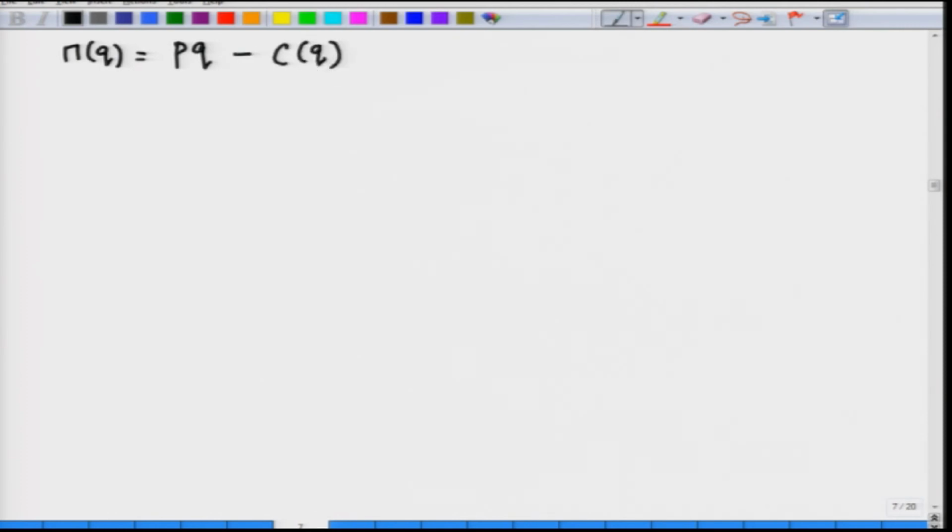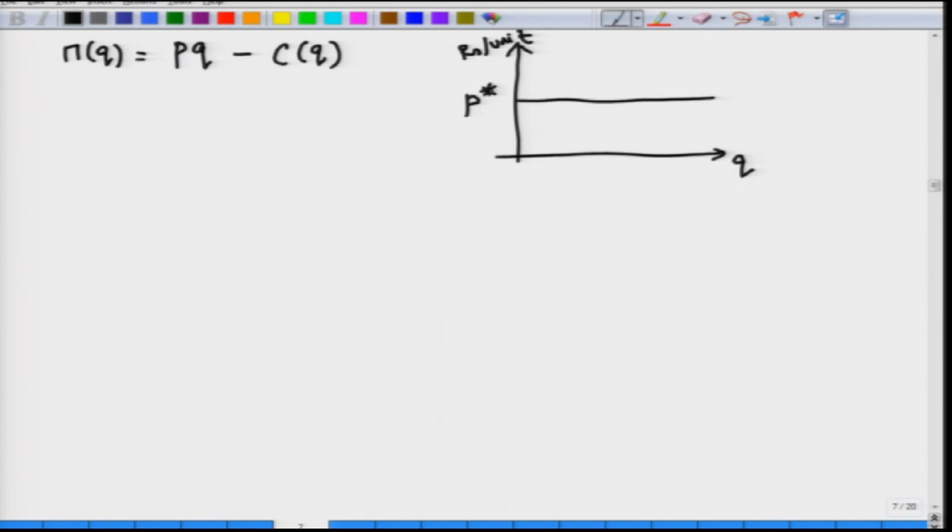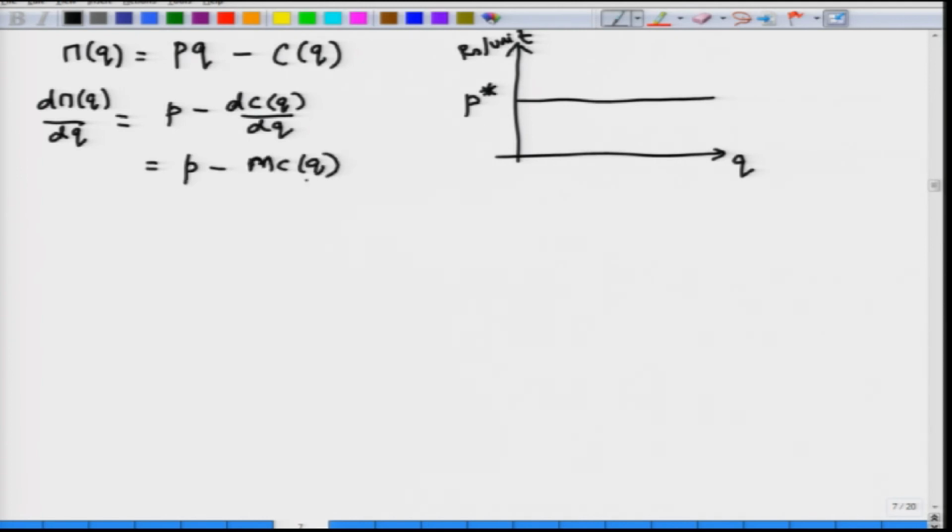So, in the short run this cost would be the short run cost. The perfectly competitive firm is taking the price, in rupees per unit. The price P star is set by the market. So, the firm is choosing the Q to maximize its profit. So, the derivative of the profit function with respect to Q is going to give me P minus dC dQ, which is essentially P minus the marginal cost, right.